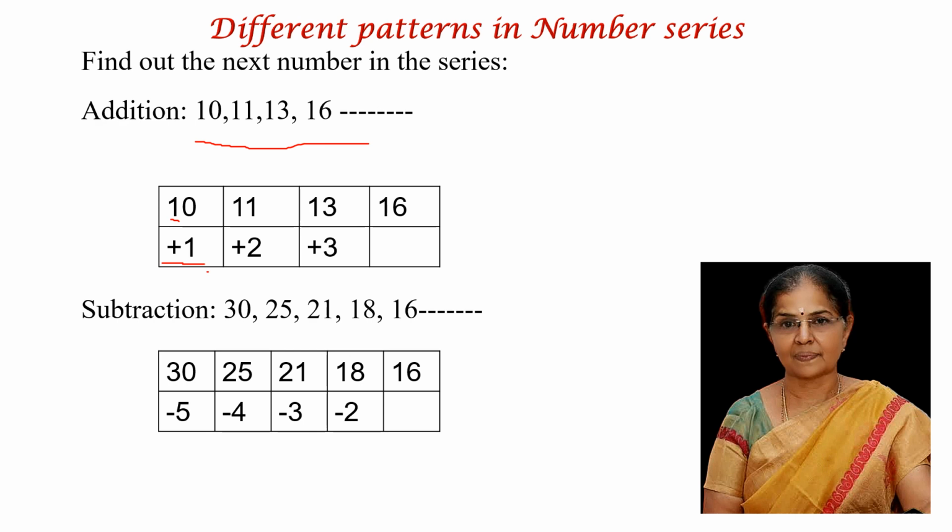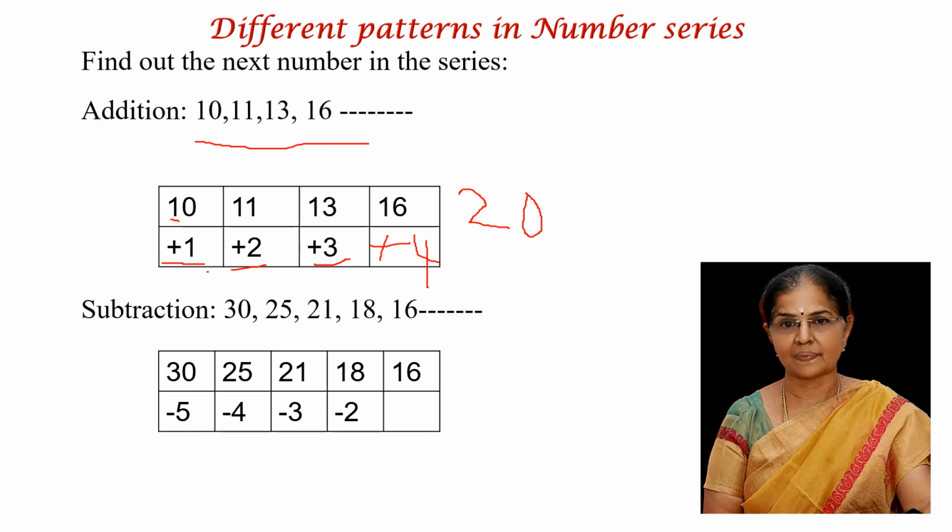And what is the difference between 11 and 13? It is +2. And what is the difference between 13 and 16? You find the difference between the two consecutive terms. The difference is +3. And you know what is the pattern here? +1, +2, +3. And the next number should be +4. Got it? So that is the pattern. The numbers are added sequentially by adding one more number each time: +1, +2, +3 and +4. If you add +4 to 16, you will get 20. So what is the next number in the series? 20 is the answer.